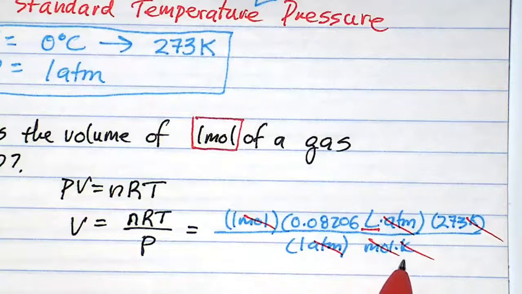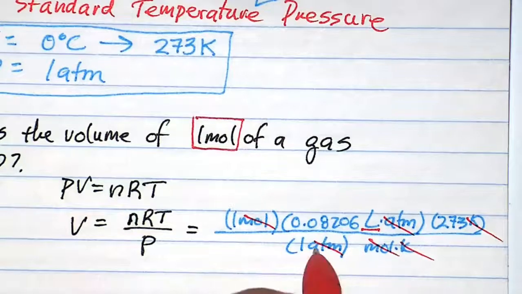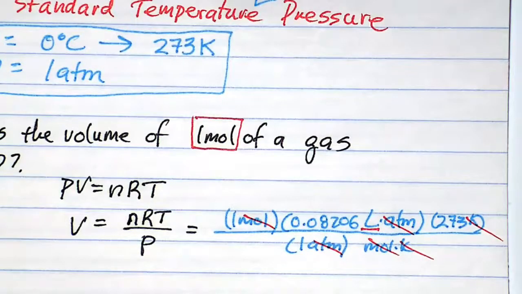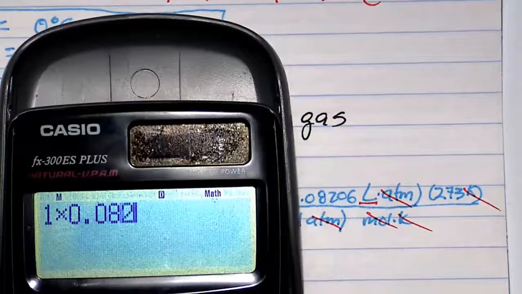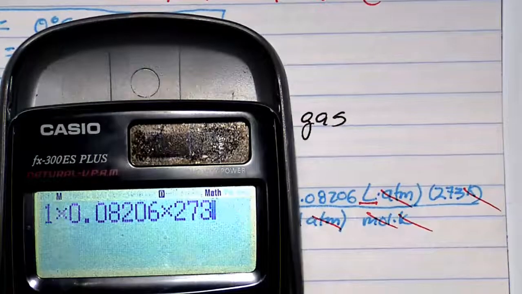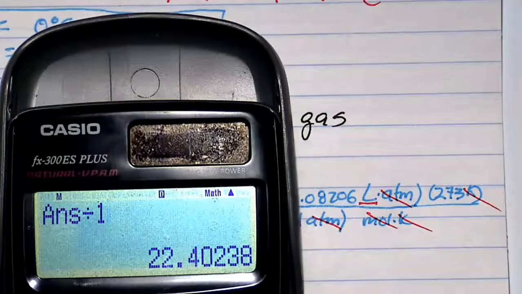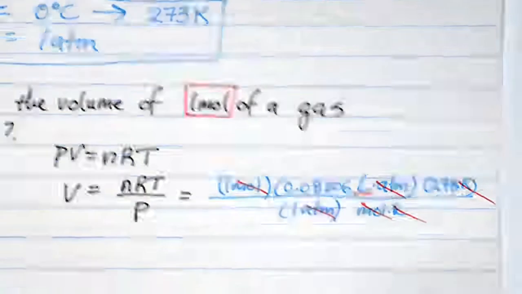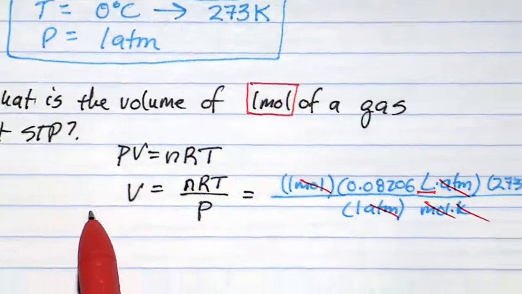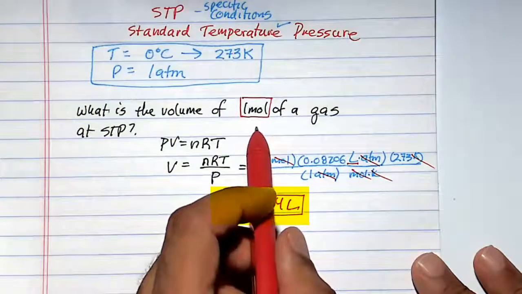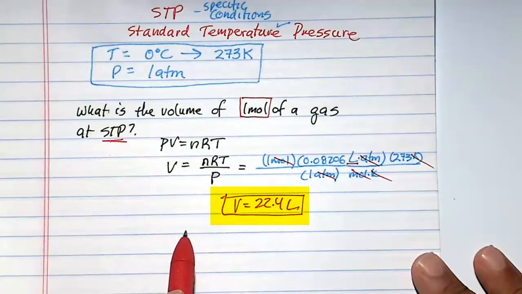We have 1 mole of a gas, 0.08206 liters atmospheres per mole Kelvin is R. Standard temperature is 273 K, and the standard pressure is 1 atmosphere. Moles cancel, atmospheres cancel, Kelvin cancel, and we're left with units of liters. So when we plug that into our calculator, N is 1 mole times 0.08206, the ideal gas constant, times T, 273, divided by a pressure of 1 atmosphere, and we get 22.4, and our units are in liters. Our volume of 1 mole of a gas under STP is 22.4 liters. This is a number that you should memorize. The volume of 1 mole of an ideal gas at STP is 22.4 liters.